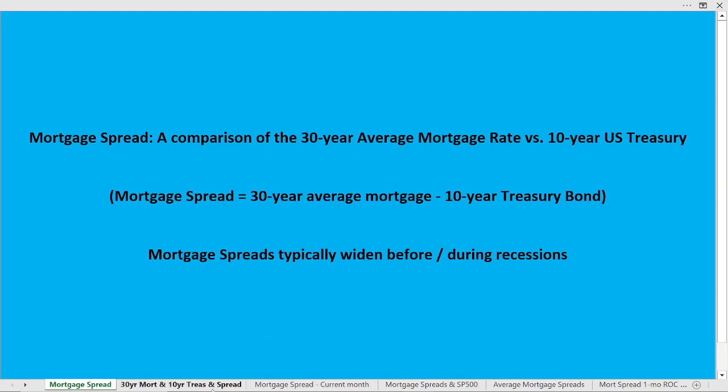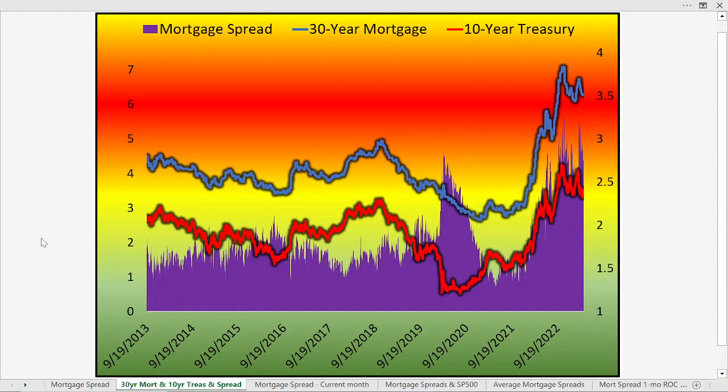Taking a look at the following chart, we see here the blue line represents the 30-year average mortgage that's advertised. The red line is a 10-year U.S. Treasury bond. Now, of course, the 30-year mortgage, like the 30-year Treasury bond, will typically be higher than the 10-year. The difference between the two is known as the mortgage spread. That's shown with the purple histogram bars in the background.